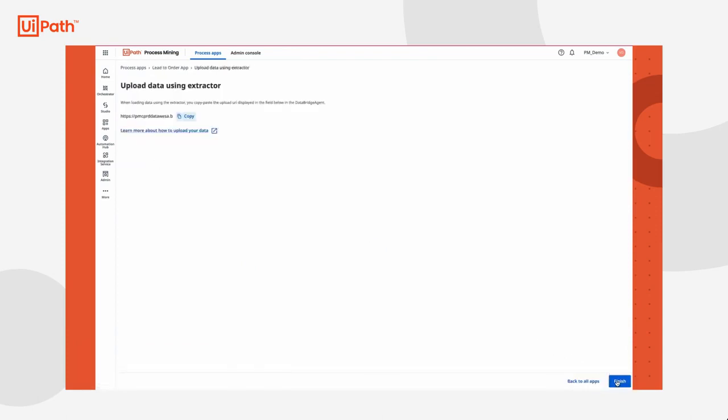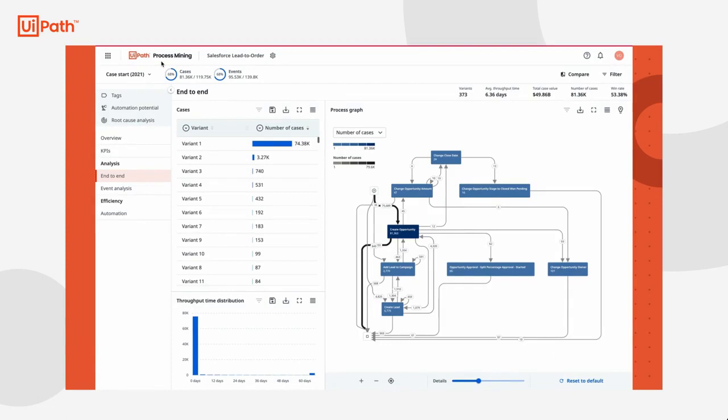Now that the app is up and running, Tasha is ready to investigate. When she loads up the process mining application with 2021 data, Tasha can see some key information about the lead to order process throughout the year, like number of cases, events, variance, throughput time, and case value.